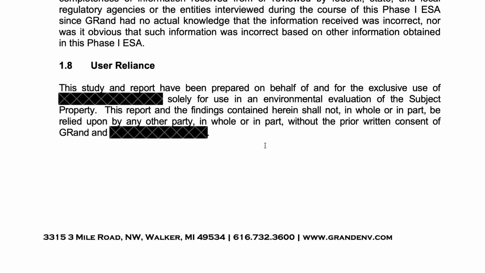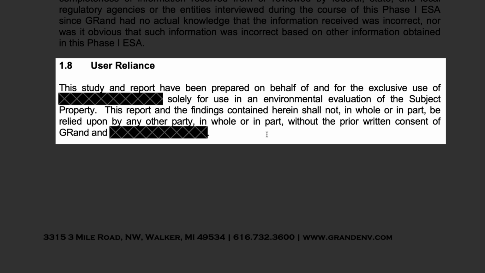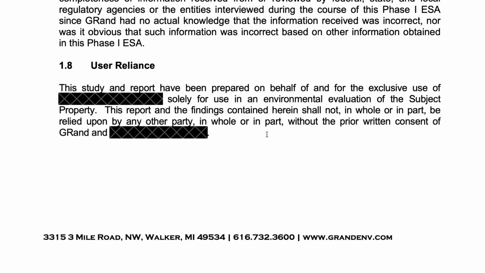And then user reliance. So this is basically spelling out who this report is for and who can rely on it for liability protection. This is actually pretty important because you want to have those appropriate parties listed here. Like you want to have the actual owner entity here. So my LLC name that owns the property was listed there. And I did not use financing for this, but if I did, that bank would want to have their name here. If the SBA was used for this, the SBA would want their name in here.